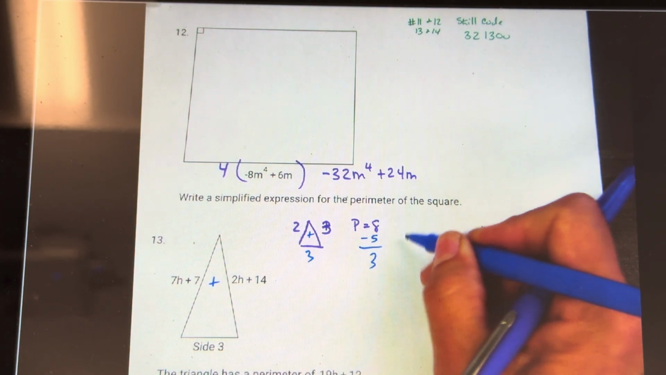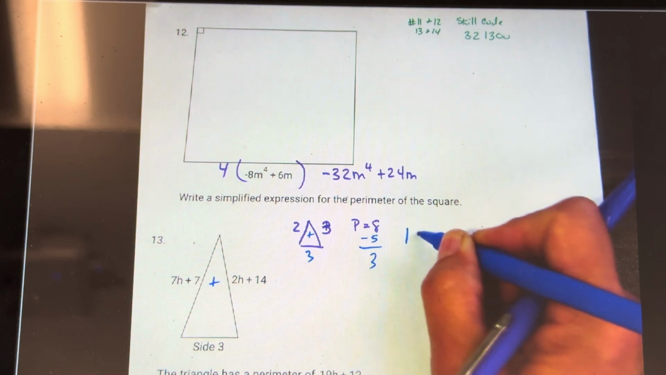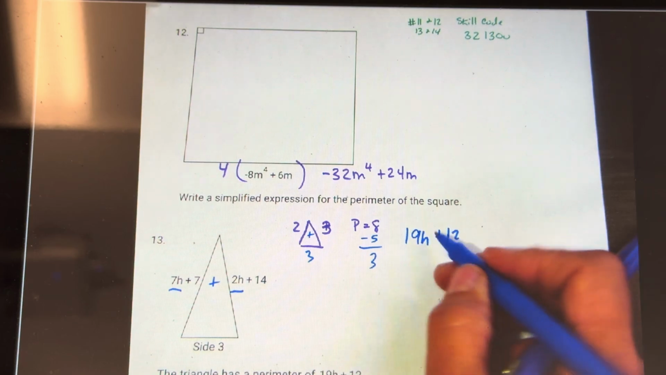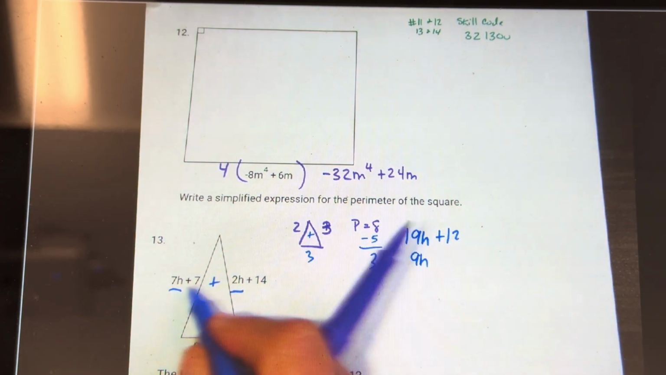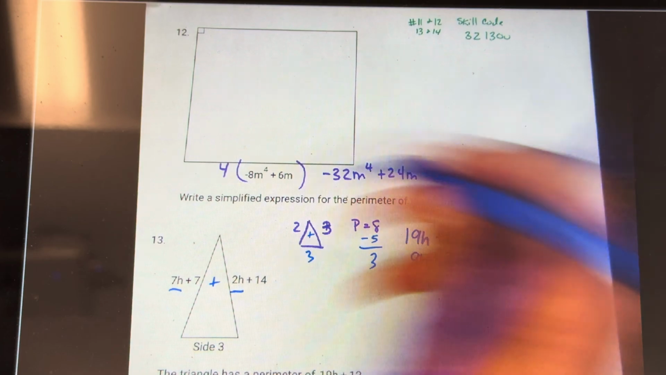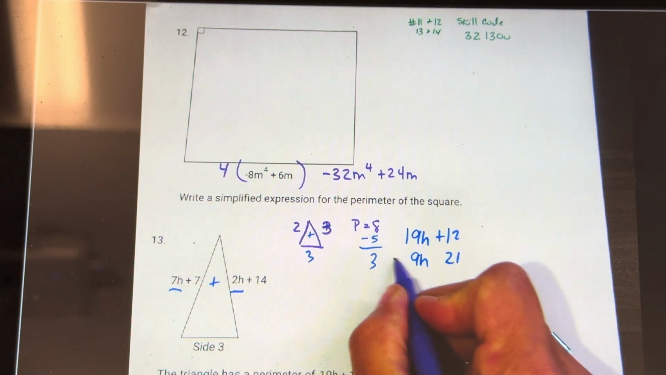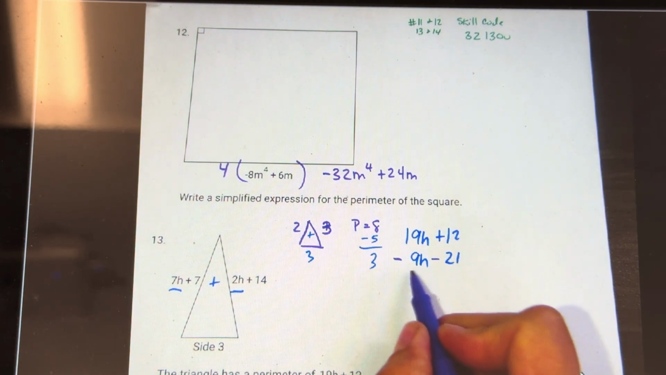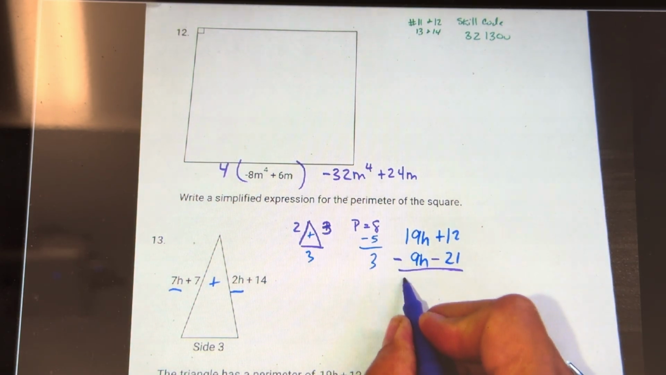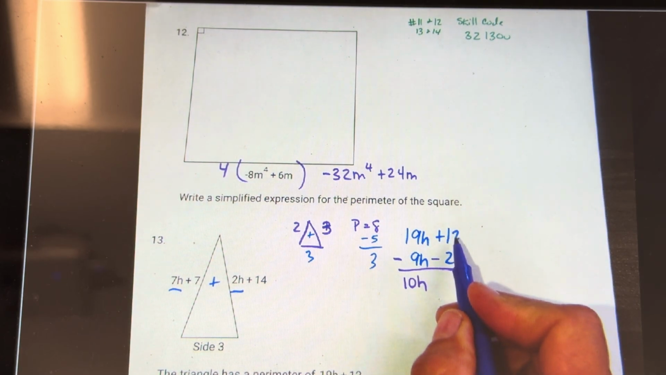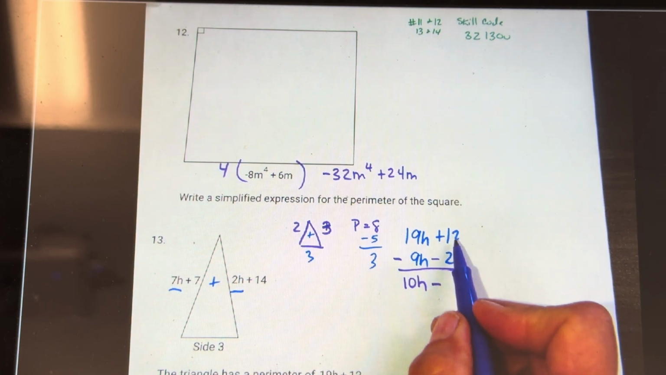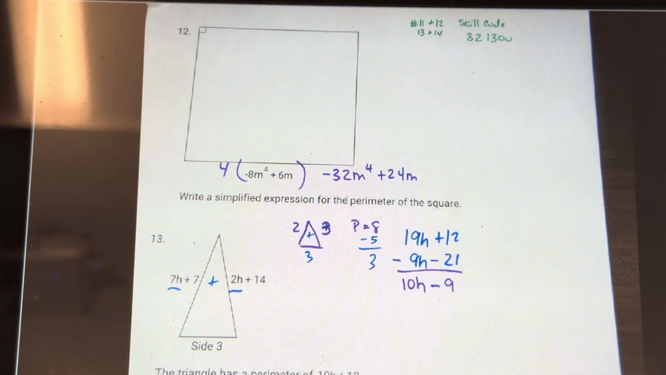So 19h plus 12, 7h plus 2h is 9h, 7 plus 14 is 21, and since both are positive, I'm going to subtract both. I'm going to change them both to negative. If they were negative, I would change them to a positive. So 19 minus 9 is 10h, and 12 minus 21, when the signs are opposite, you take the sign of the larger number. So 8 plus 1 more gives you 9. And that is the simplified expression for that third side.